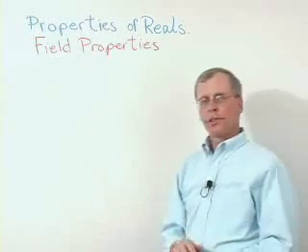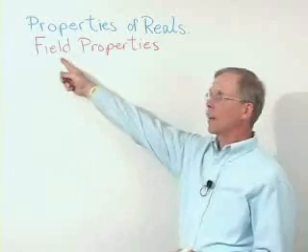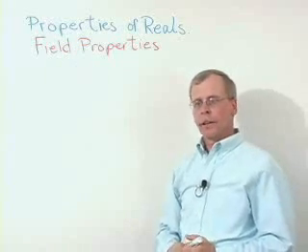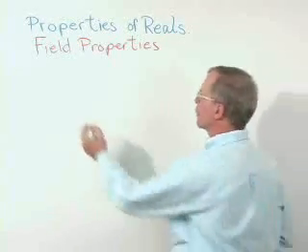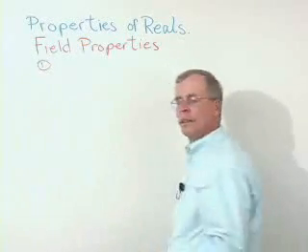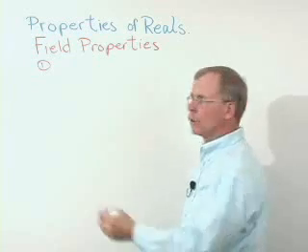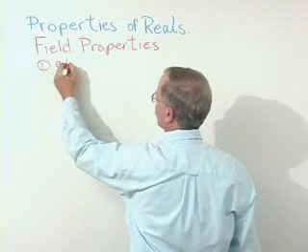The real numbers are an example of a mathematical idea called a field. Fields have to have certain properties. The first of the properties that accompany fields is closure.